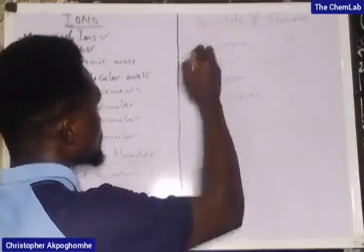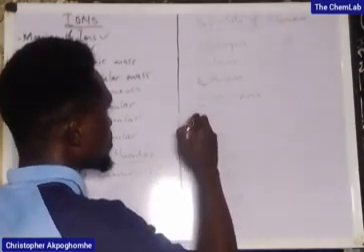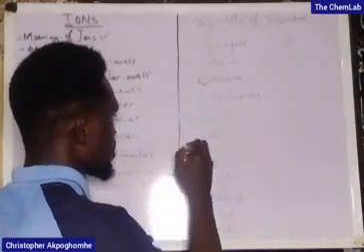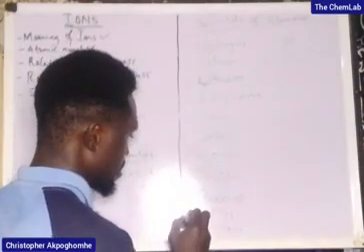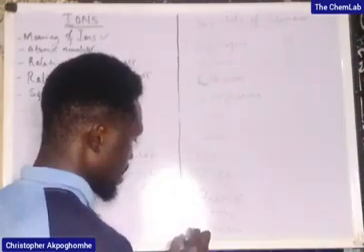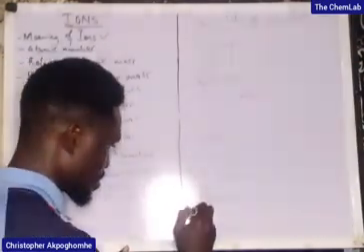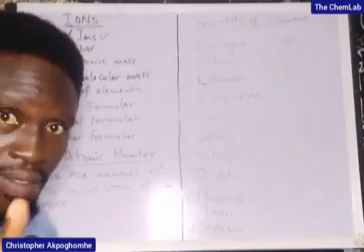Helium is number 2. Lithium is number 3. Beryllium is number 4. Boron is number 5. Carbon is number 6. Nitrogen is number 7. Oxygen is number 8. Fluorine is number 9. Neon is number 10. Then sodium is number 11. Now, listen.